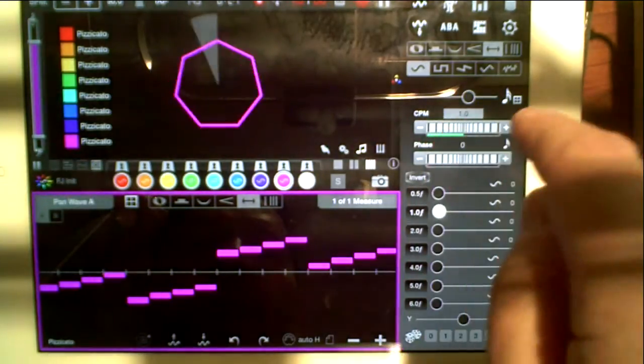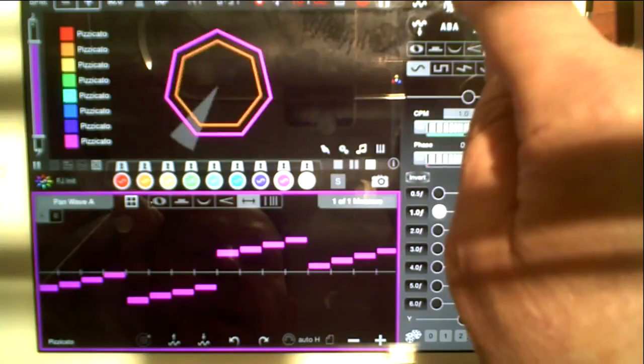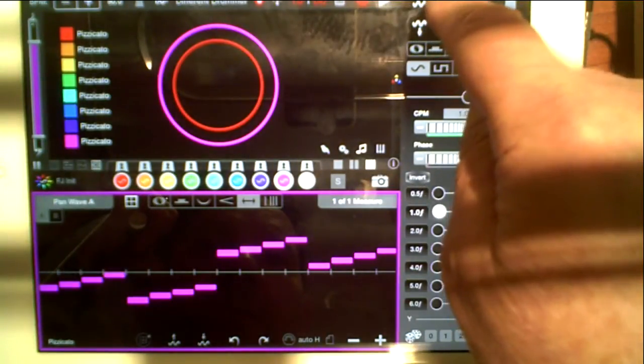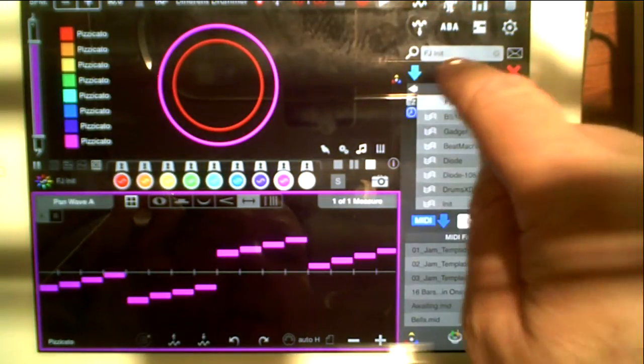Okay, so I'm going to just kind of fast track this. I'm going to go ahead and pause this and take it over to where I started with this before and what became of it.